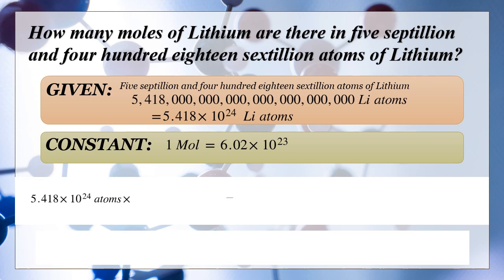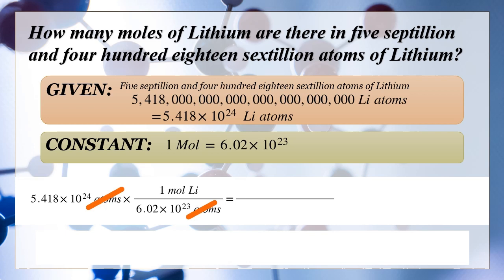Let's start deriving the solution by writing the given 5.418 times 10 to the 24th power atoms to multiply with the conversion factor, 1 mole per 6.02 times 10 to the 23rd power. Also, do not forget the units. Notice the unit atoms can be cancelled, so we must remove them.